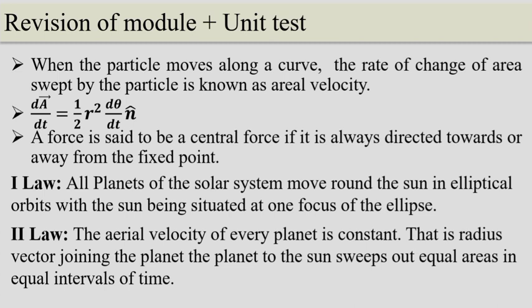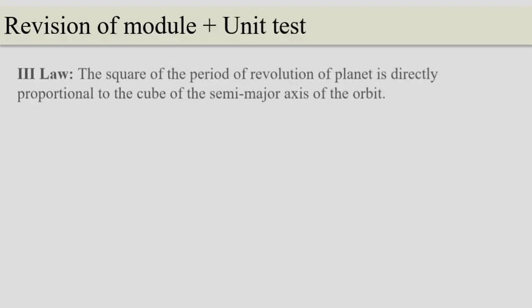And the second law of planetary motion is known as the law of area. That is, the areal velocity is constant, which is nothing but if we draw the radius vector joining the planet to the sun, it sweeps out equal areas in equal intervals of time t.